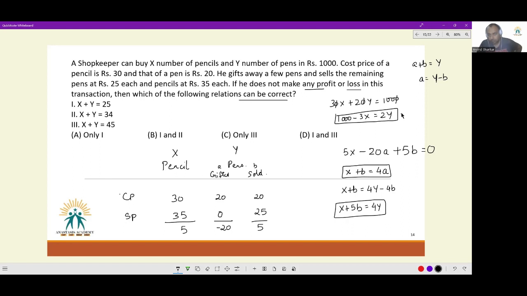This gives me not 1000, it's 100. 2y is 100 minus 3x. Okay. So now from here I will get 4y is equal to 200 minus 6x. I replace that here, and I will get 7x plus 5b is equal to 200.